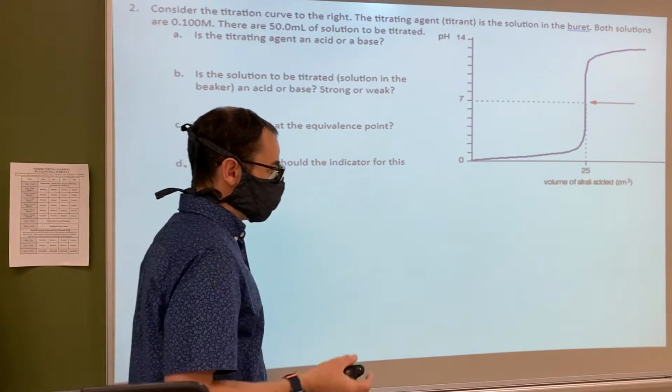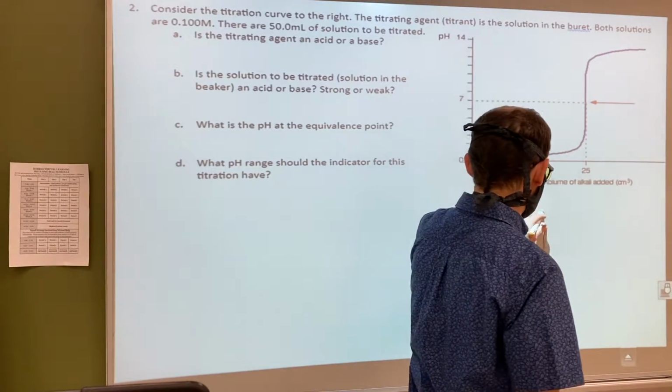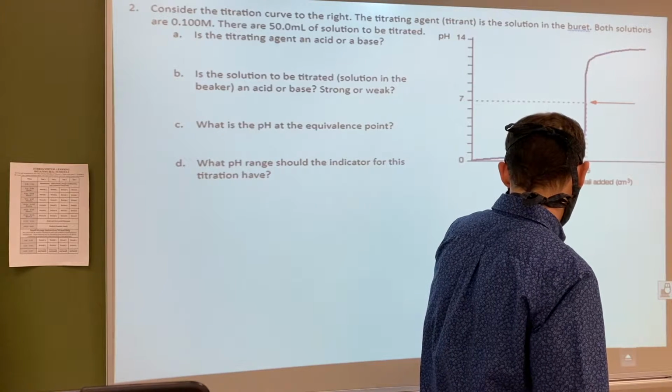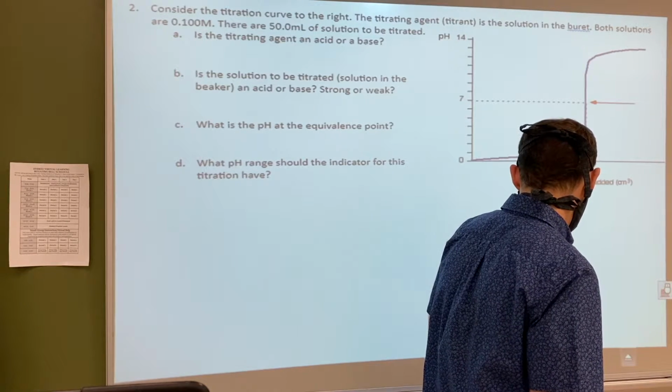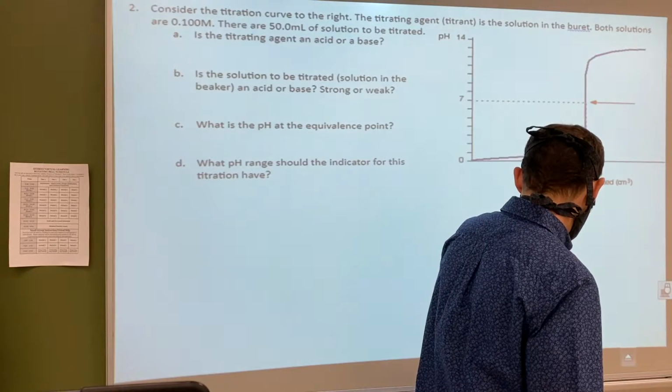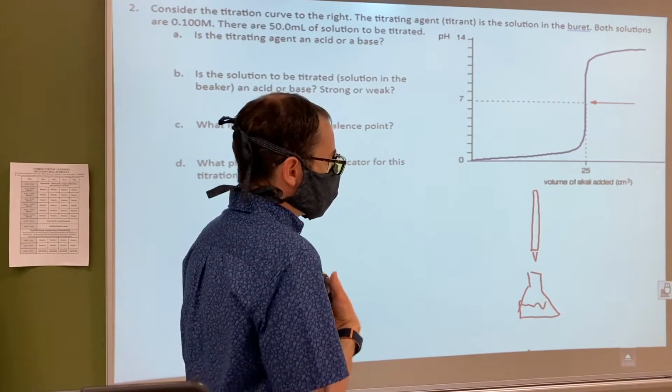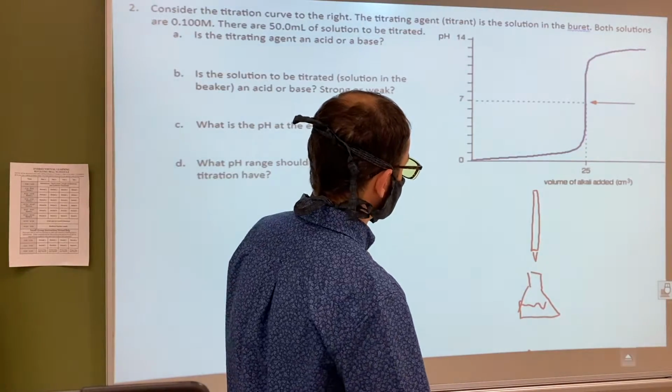So let's take a look at this. Again, first thing that I would do is I would just draw a little burette and then a little Erlenmeyer flask. Oop. So we can label this all up, just to keep track of everything. It makes it easier for me, so that's why I do it this way.